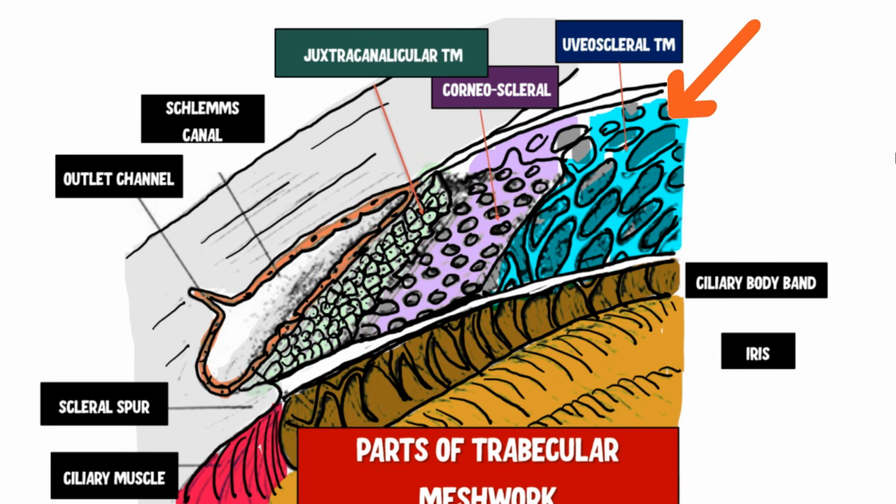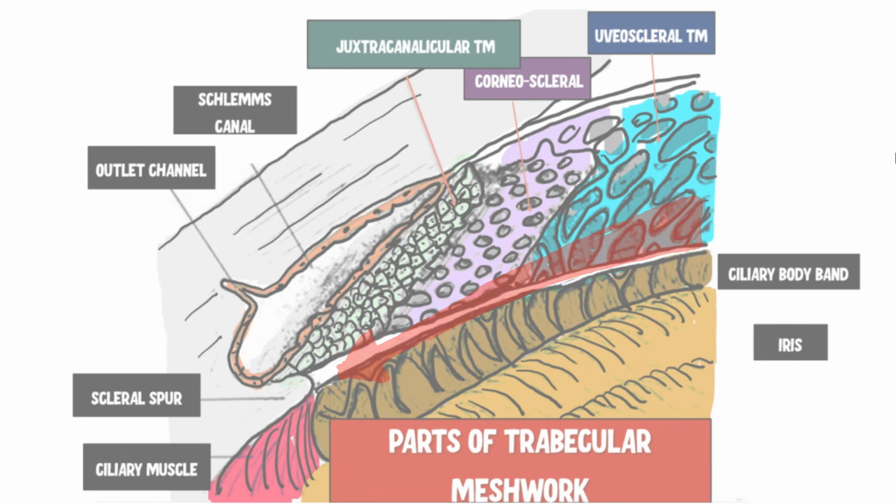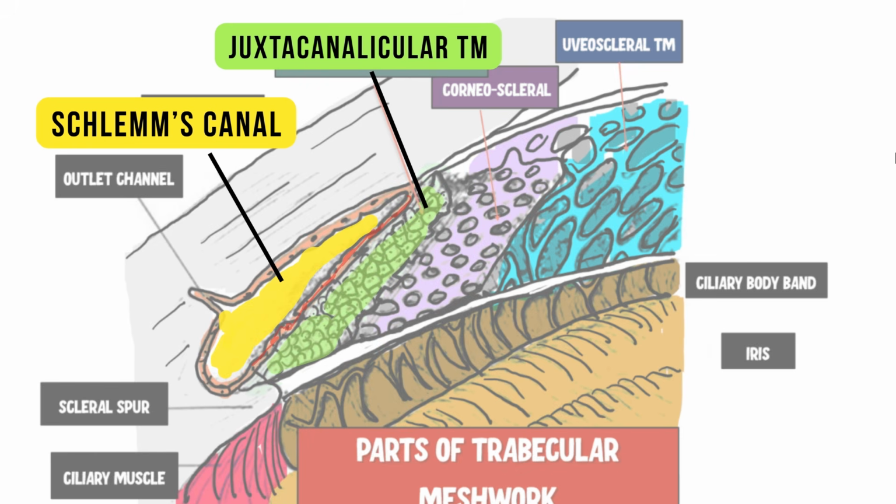From innermost to outermost, trabecular meshwork has 3 parts. These are the uveoscleral trabecular meshwork, in the middle the corneoscleral trabecular meshwork, and the outermost juxtacanalicular trabecular meshwork. You can see that the size of the holes is decreasing as we go from the inner side to the outer side. The outermost is the juxtacanalicular network. This is in close proximity to the Schlemm's canal, and it has the tightest meshwork out of the 3 layers and also provides the greatest amount of resistance to the aqueous outflow. So we'll talk about that in a while.